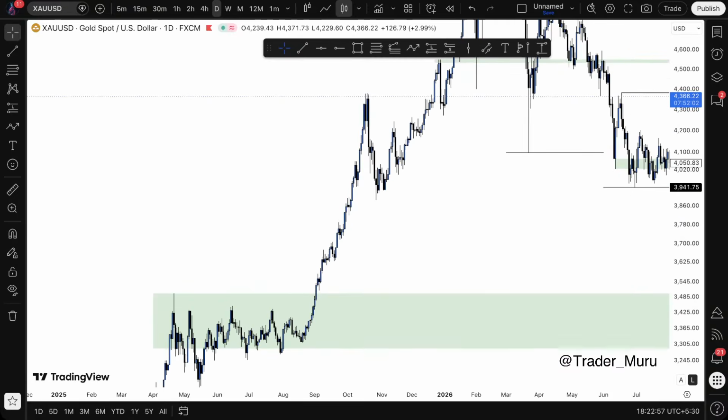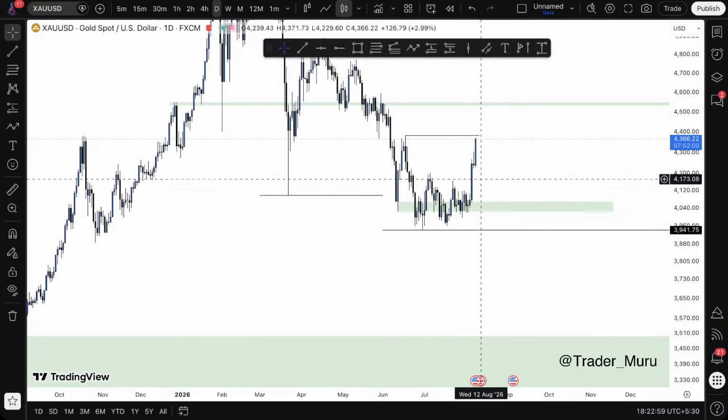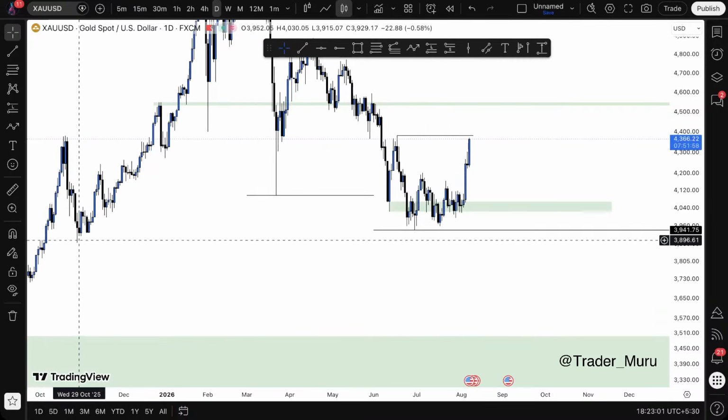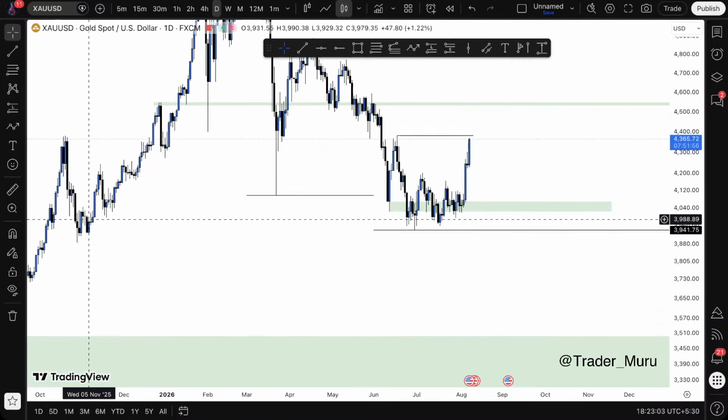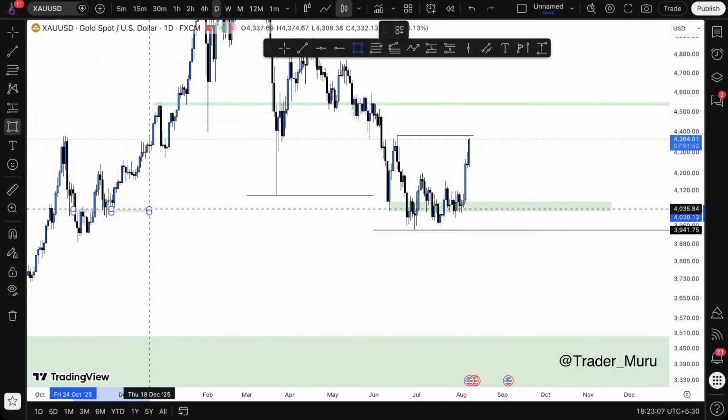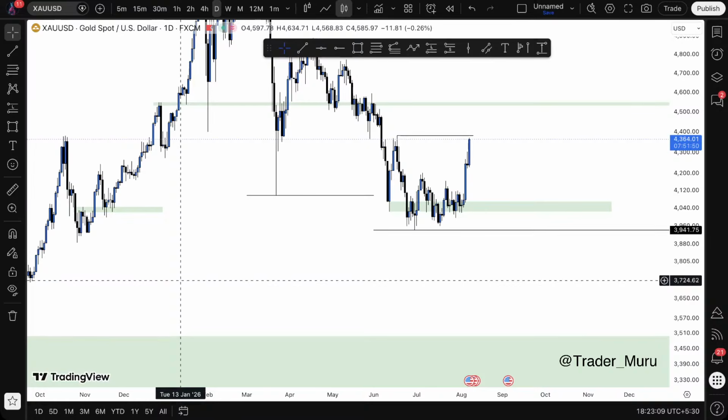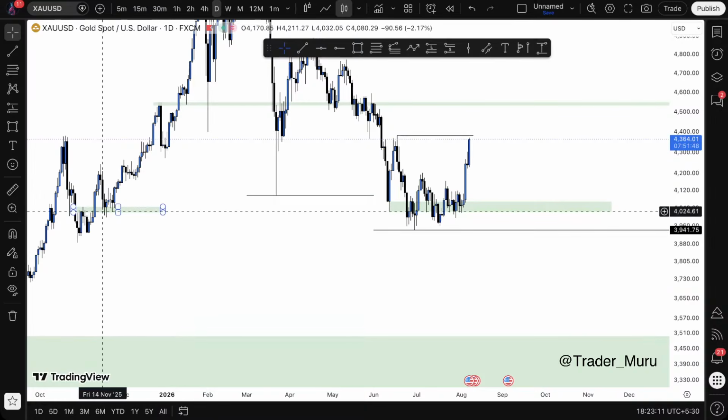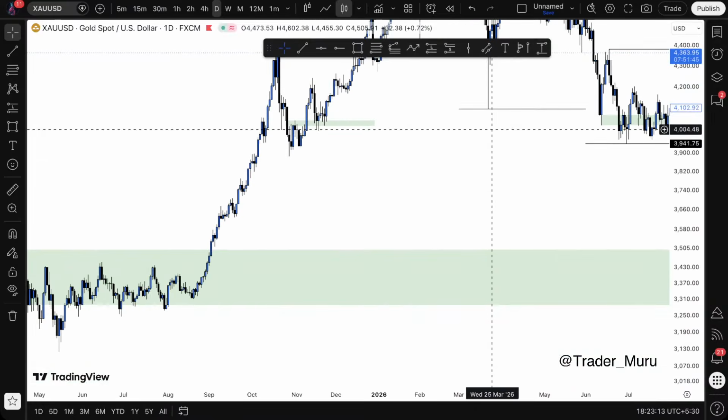And you are talking about this move. Now look at this area. It also has a pump, but it has tested the structural area again. After the break of structure, test and then again pump.